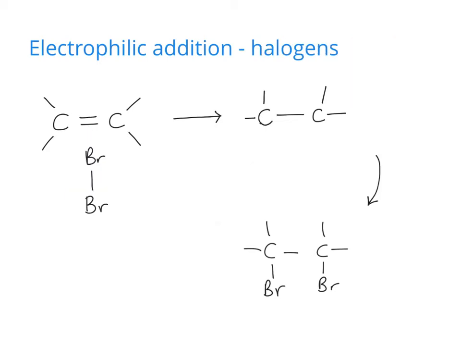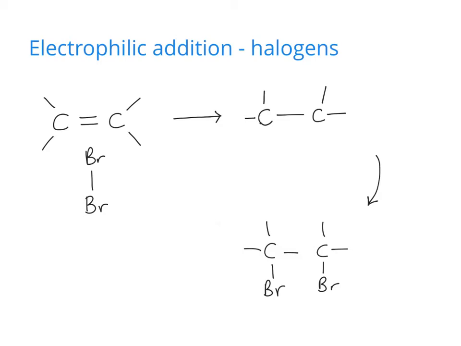One of the first electrophilic addition reactions we ever learn about, at GCSE, is of course the addition of halogens such as bromine across the double bond. It's also our test for alkenes and unsaturated compounds. The only real difference here is simply that bromine is not a polar molecule, because of course it's two of the same type of atom. So there's no difference in electronegativity here.